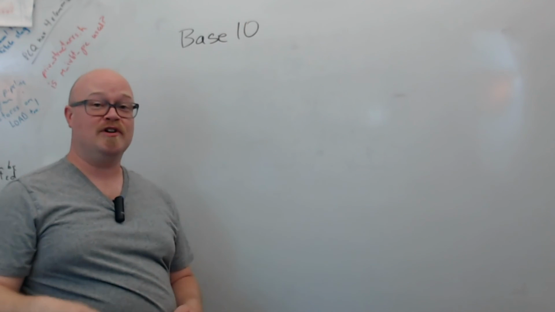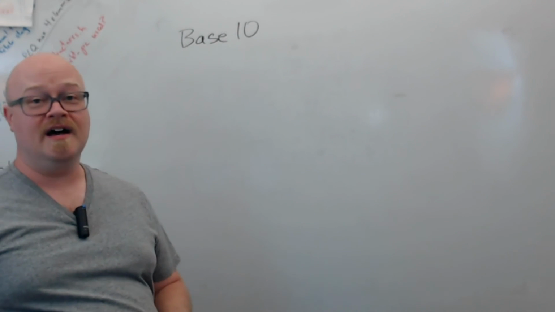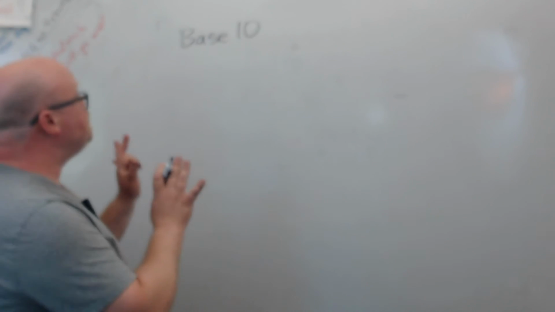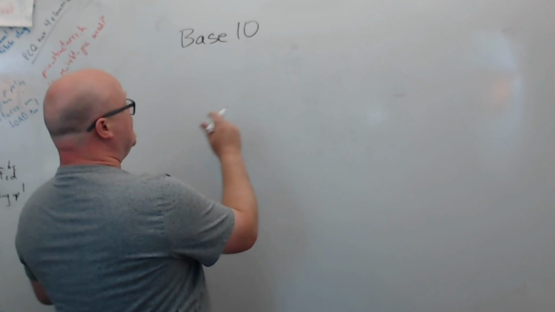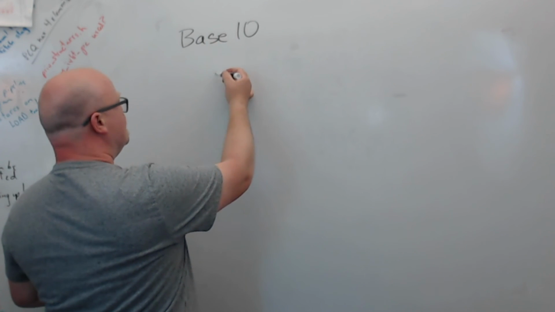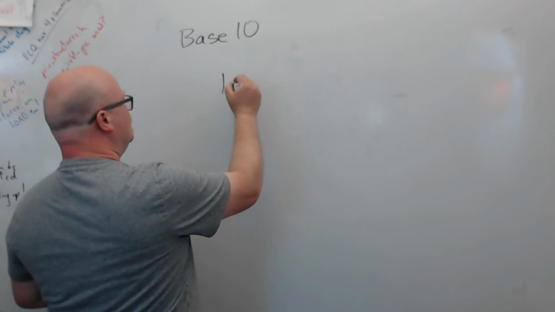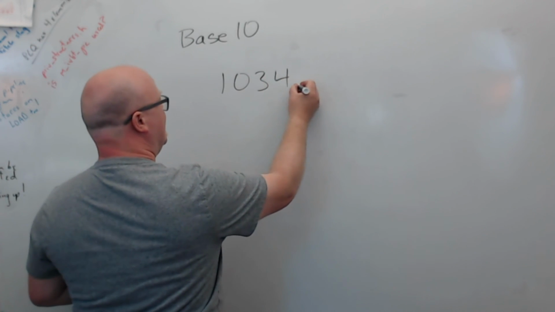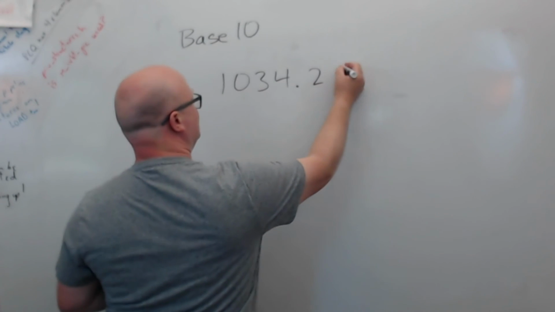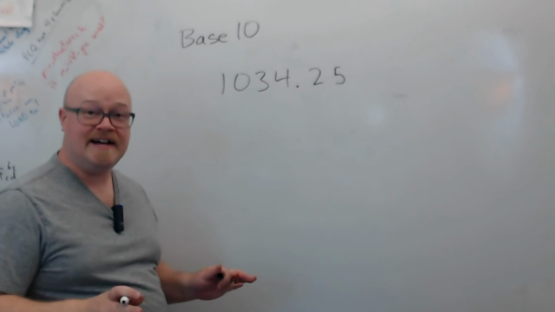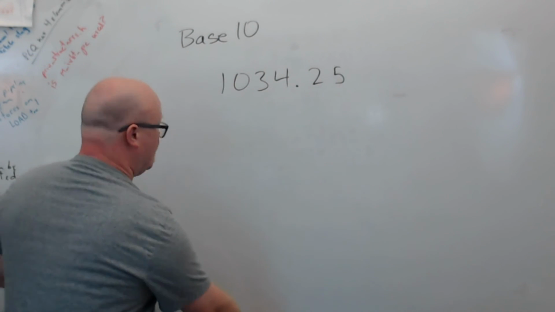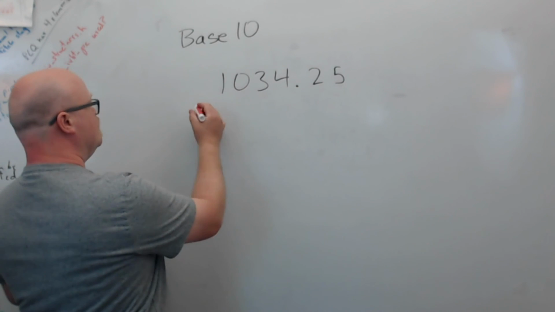And in base 10, recall that all the coefficients go from 0 to 9. Now, if I write some number here, let's go off the one we had before, 1034. But this time I'm going to add a decimal point and then 2, 5 after it. Okay. Now, there are some parts of this that we already definitely understand and have reviewed.